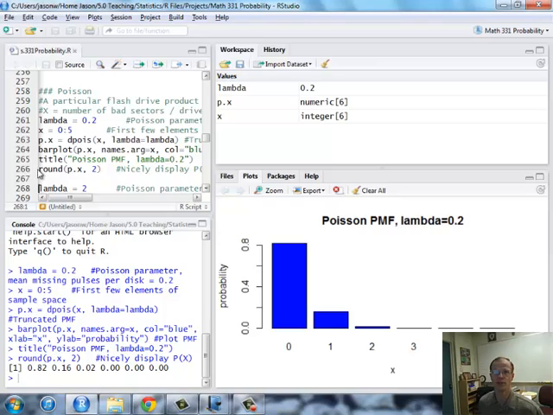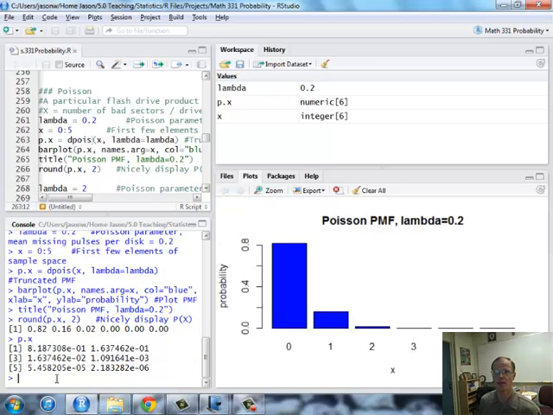I went ahead and just used a round of the probabilities. It's the d-Poisson function. And here they are. We can see you've got 0.82, 0.16, 0.02, and they go to very, very small probabilities beyond that. If I were to look at the p dot x, there is some non-zero probability. It just doesn't show up when I round to 2 decimal places.